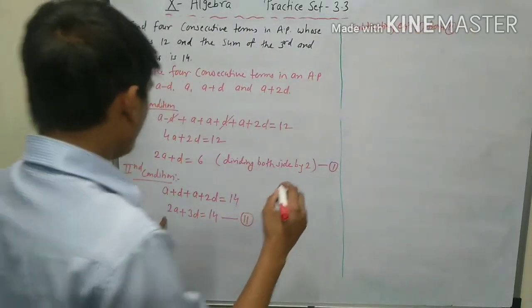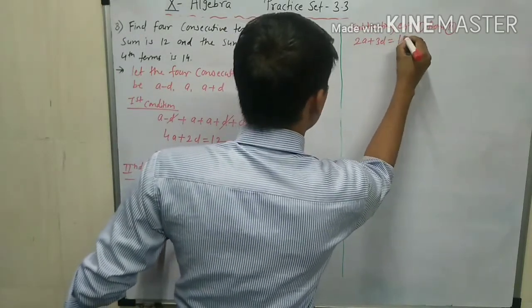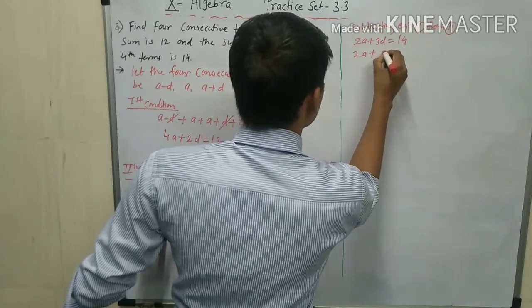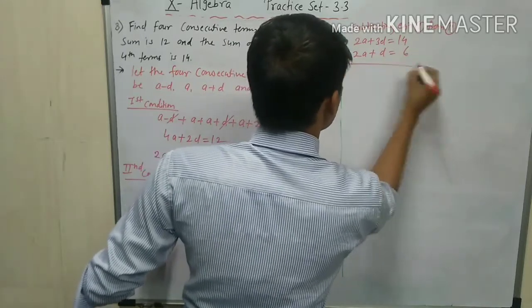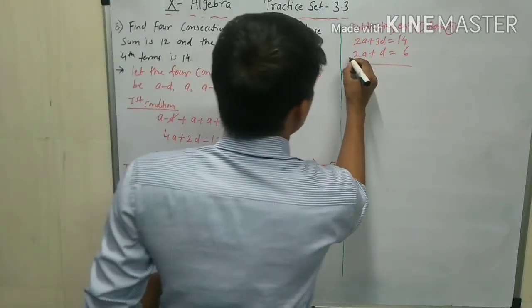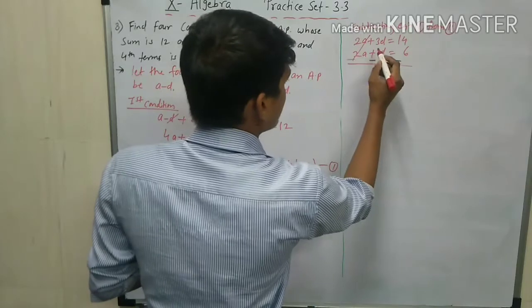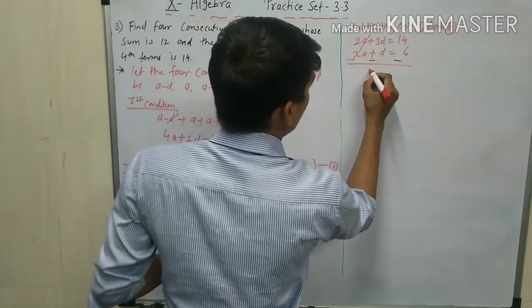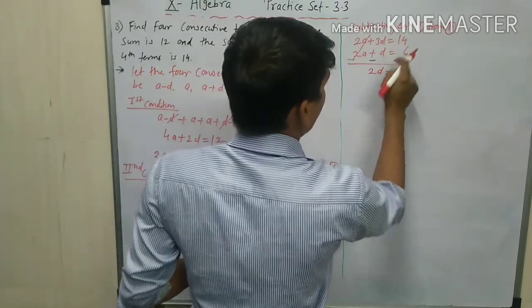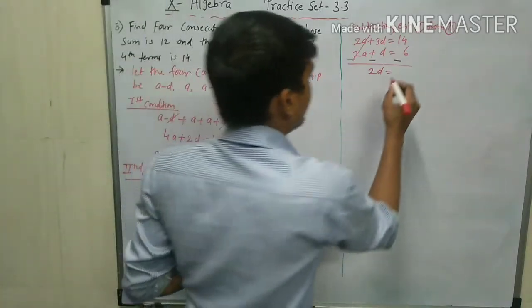Now look here, we can write 2A + 3D = 14 and 2A + D = 6. Now, subtracting means the sign will be changed. Now 2A is cancelled. 3D - D is equal to what? 2D. And 14 - 6 is what? 8. We can write here 8.